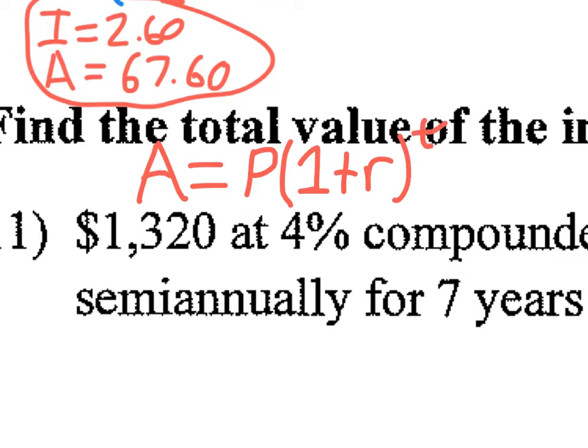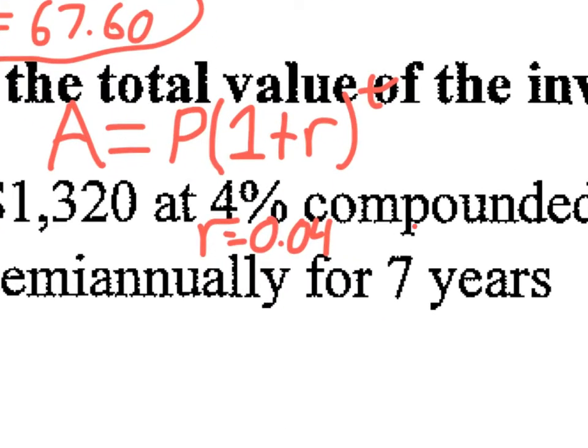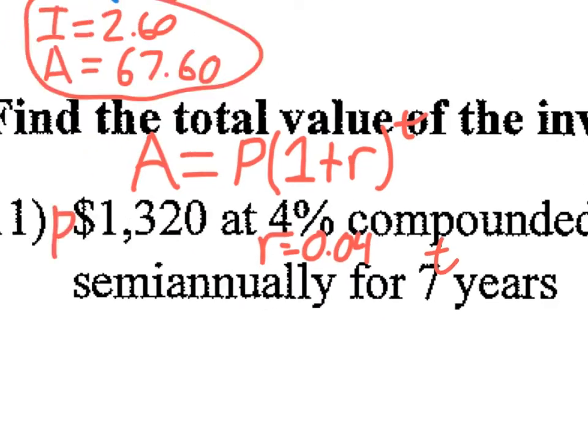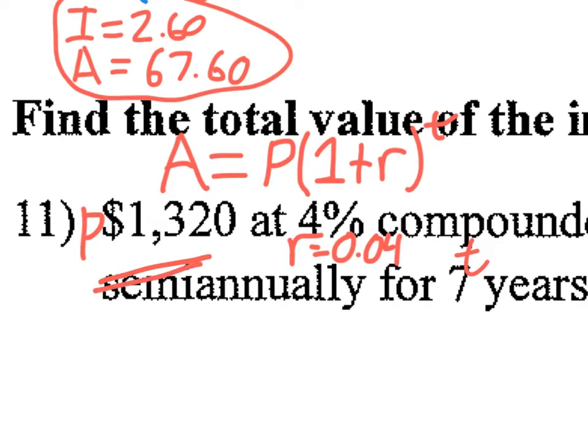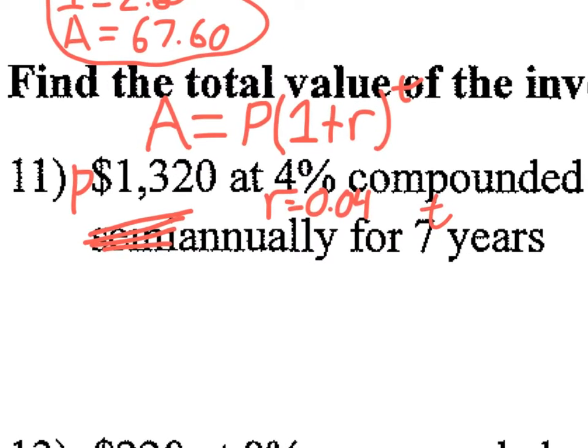So again, just to mark everything, here's our principal right here. Here's our rate, which is going to be 0.04. And there's our time. I know this is semi-annually. We're going to treat all of these as annually. I don't care what it says on there. We're doing annually on all of these, not semi-annually. So we've got all of our stuff. I'm going to write out what the formula looks like, then I'm going to show you what it looks like in the calculator.